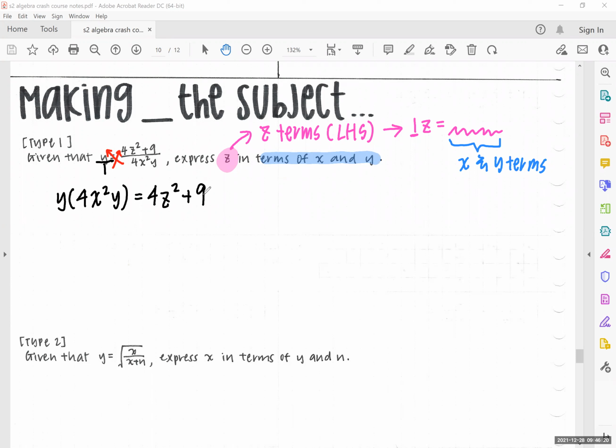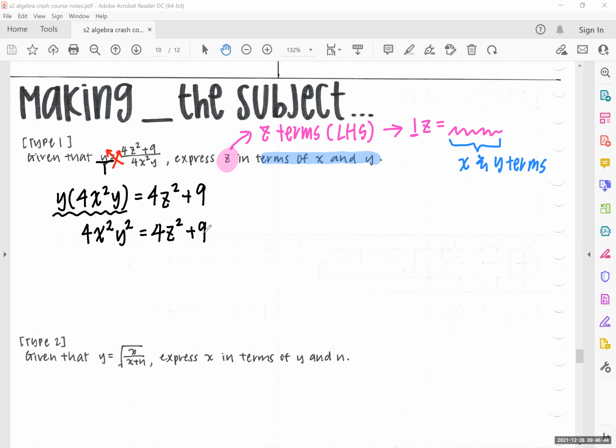So right now, I will want to open up the bracket. Can you see that here there's no plus or minus, guys? Here is just basically Y times 4 times X squared times Y, correct? By now, you should be good in your algebra already. You need to know that this will give you 4x squared Y squared is equal to 4Z squared plus 9.